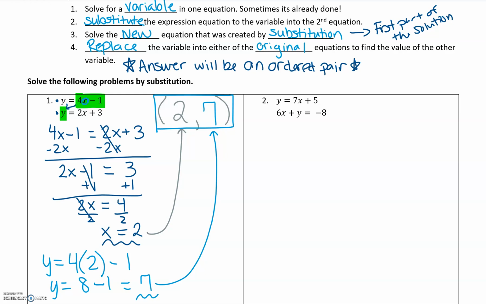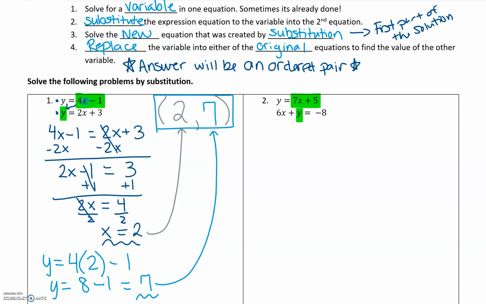Okay? We're going to do example 2 now. We're going to do this one a little bit quicker. Okay? So we're going to take the first equation. We see it's already solved for y. So we're going to take what it equals and we're going to put it in place of that variable in the other equation.